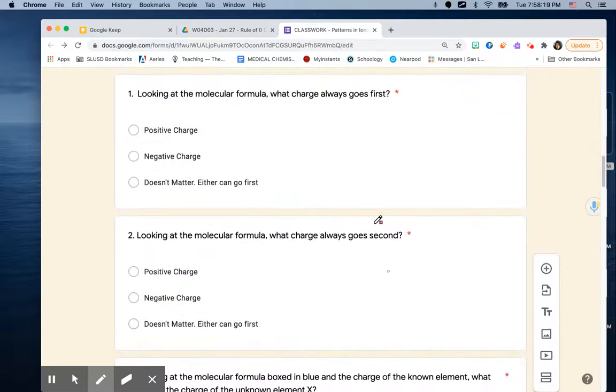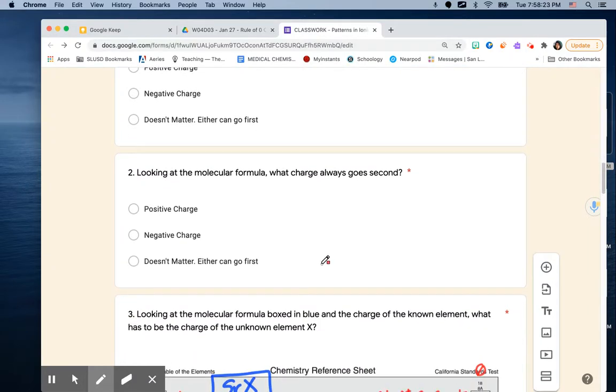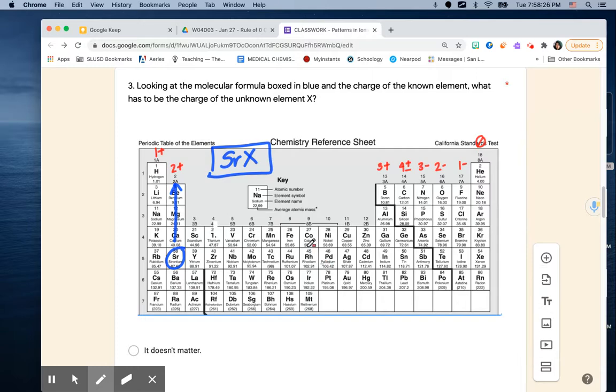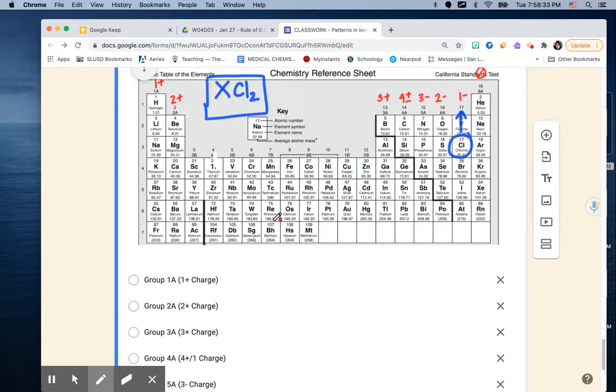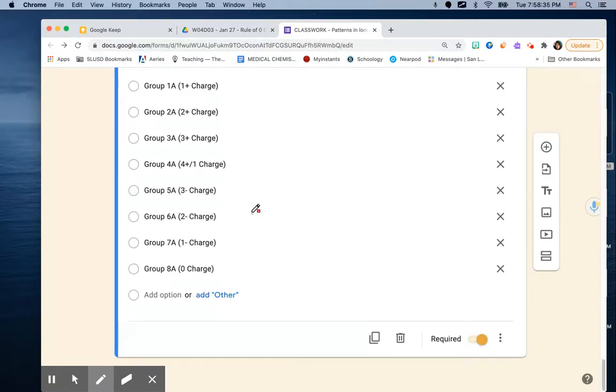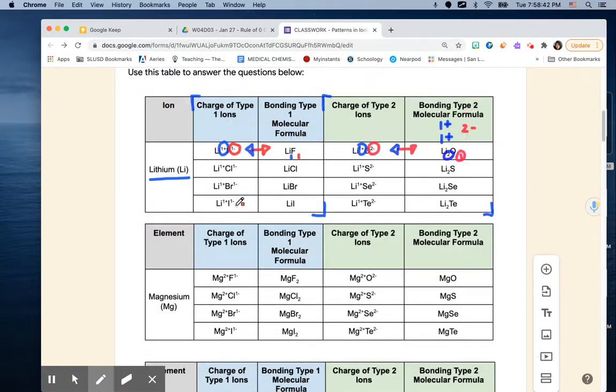And I want you to identify patterns by answering these questions. And once you figure out the pattern, you should be able to answer questions 3 all the way to question 6. And again, don't worry if you get this wrong. I haven't taught you anything yet. I just want to see if you notice the patterns going on here. Maybe then you can figure it out on your own.